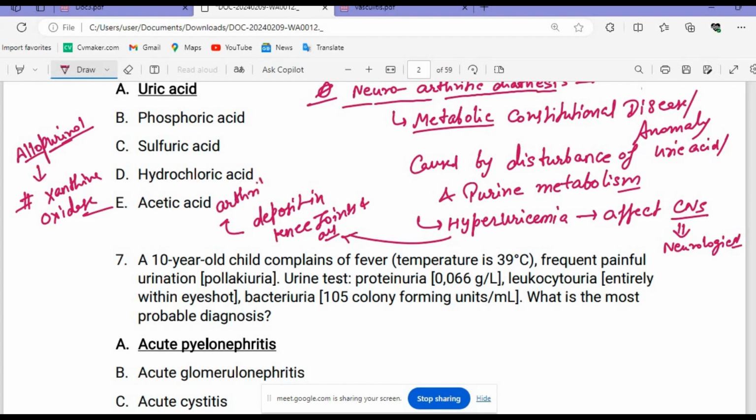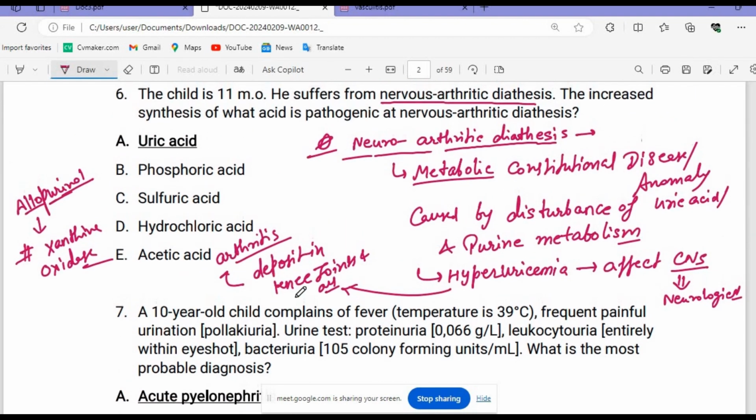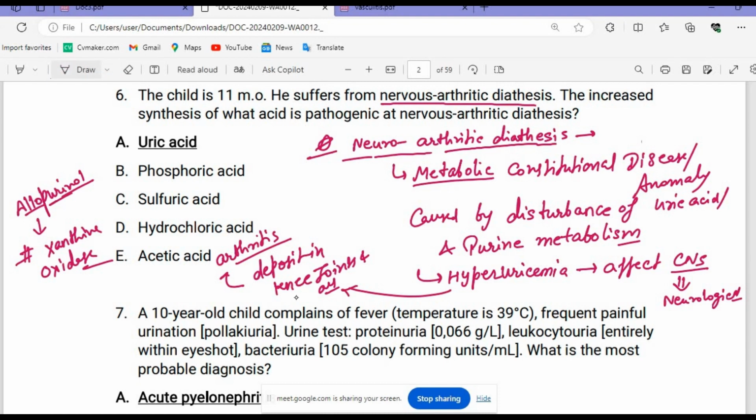Yesterday we studied gouty arthritis, where there is accumulation of monosodium urate crystals in the knee joints and so on, which causes gouty arthritis. So deposition in the knee joints, and hyperuricemia affecting the central nervous system, is why we call it neuroarthritic diathesis. Diathesis, again, you can remember.